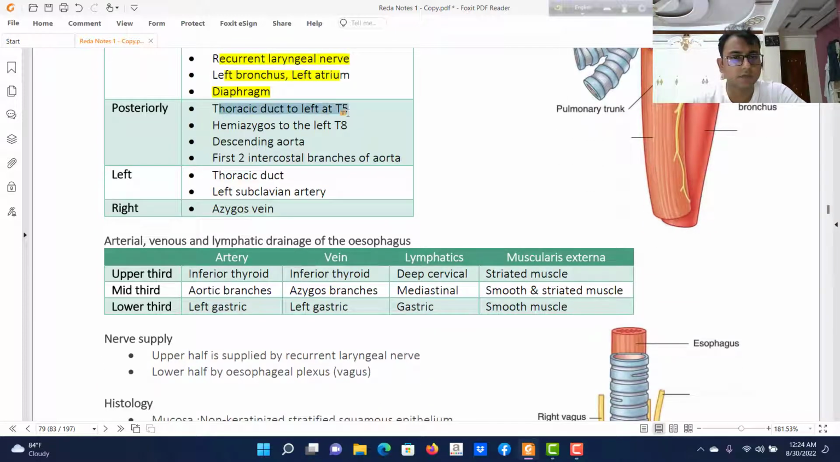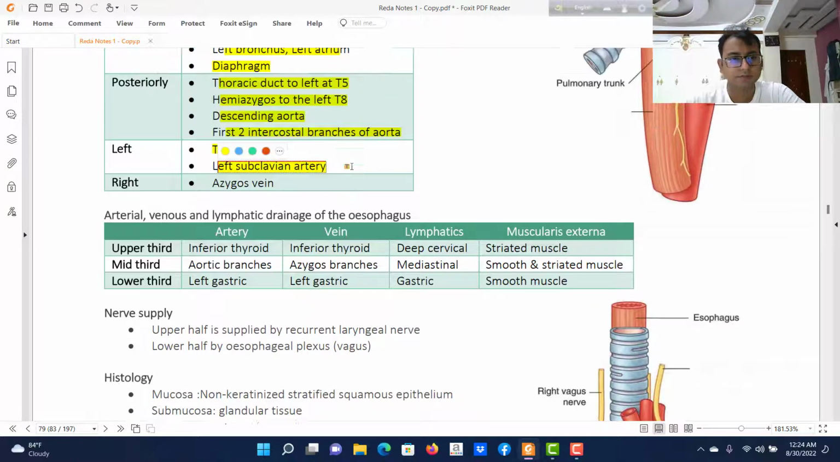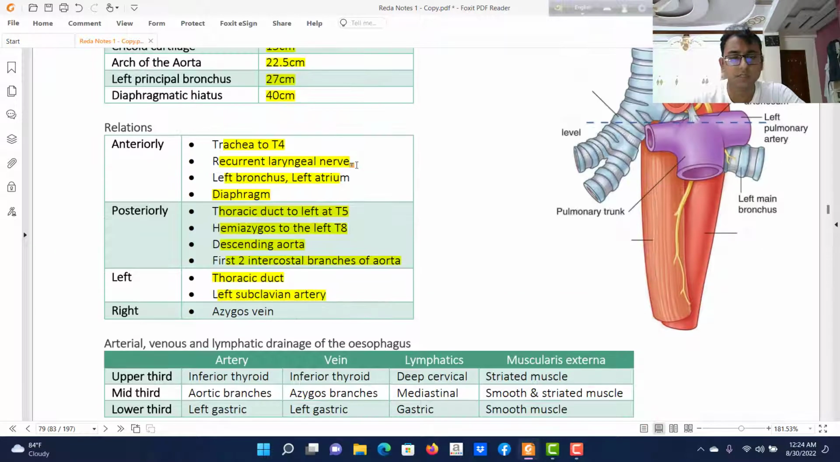Posteriorly that is thoracic T5 and hemiazygous T8, descending aorta and the first two intercostal branches of aorta, and on the left side that is thoracic duct and the left subclavian artery. So these are the relationships. In the FCPS exam, relationship is very important, but in the MRCS it's not so important.